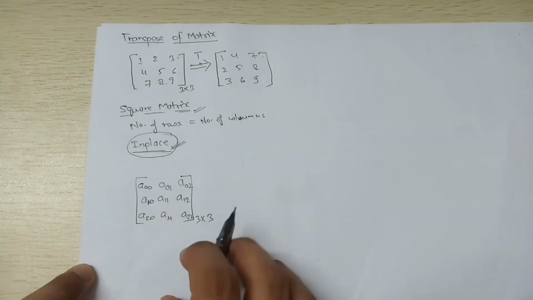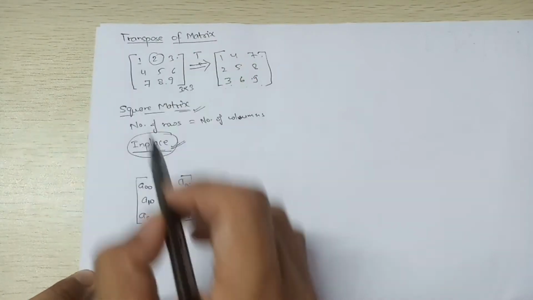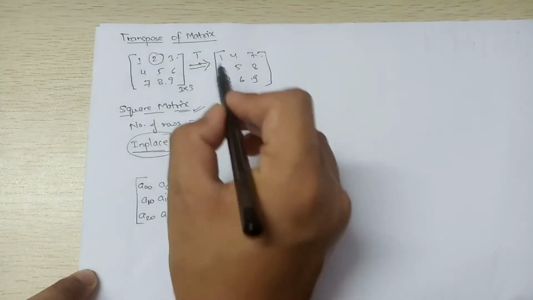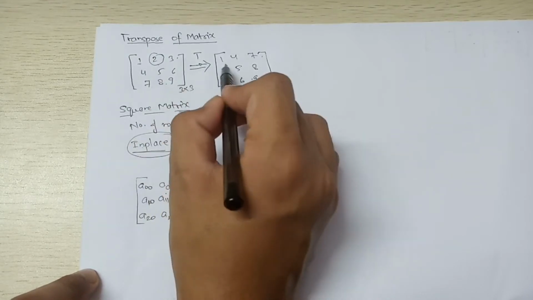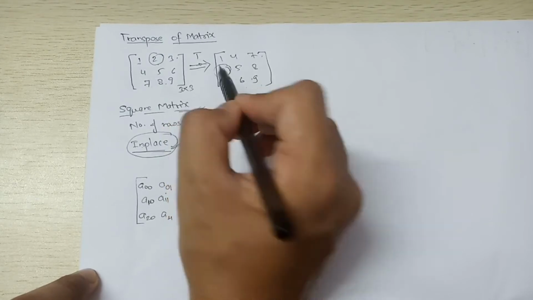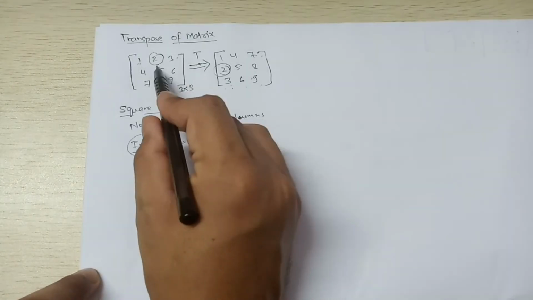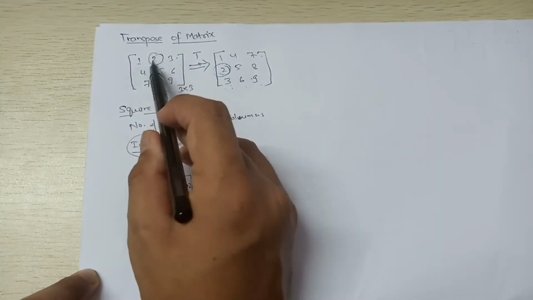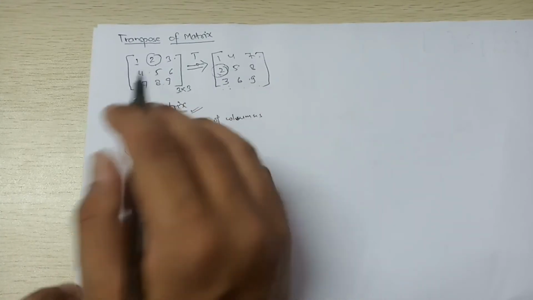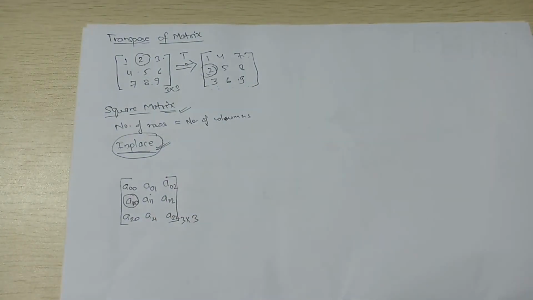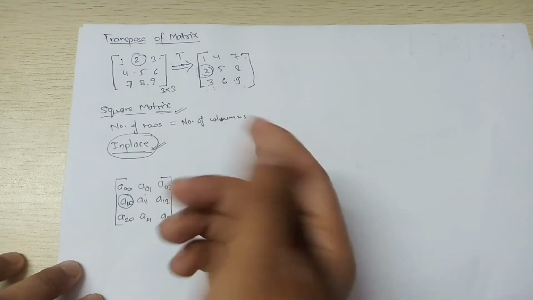Now to understand how this is happening, see this element. This element is at 0th row, first column. Now see this element in the resultant matrix. It is here, and you check the position in this matrix. It is 1 0. So in this matrix it was 0th row, first column, and in the resultant matrix it becomes first row, 0th column. This way you can understand what the transpose operation did. It changes the row number into the column number and column number into the row number.